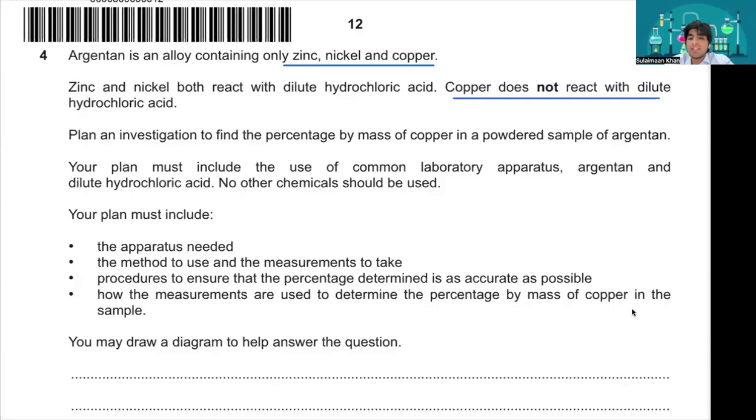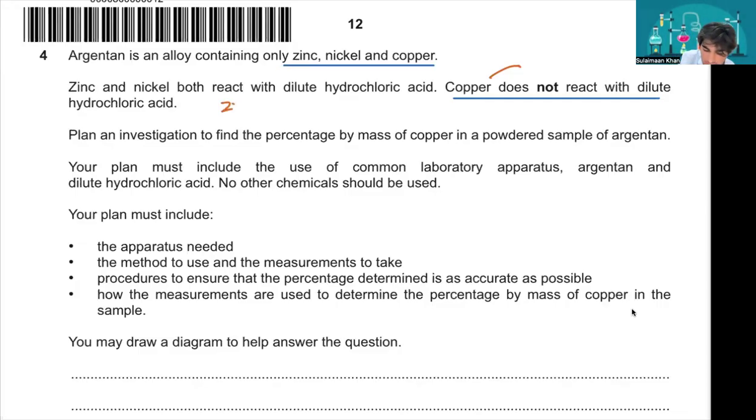It would obviously include the addition of acid. So somehow I'll be adding acid, and I know zinc and nickel react and copper does not. Why doesn't copper react with dilute hydrochloric acid? You study this in your acid-base theory. Because copper is below hydrogen in the reactivity series, so it cannot displace the hydrogen in the acid.